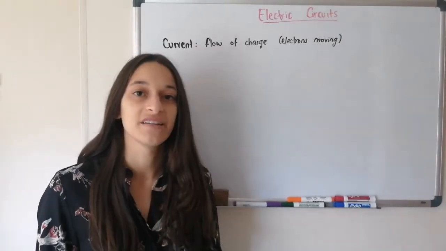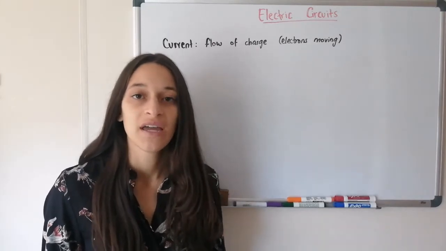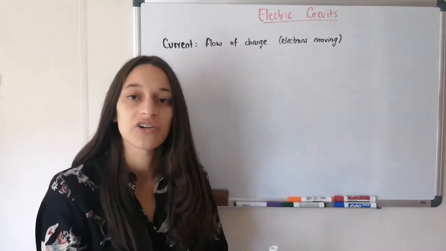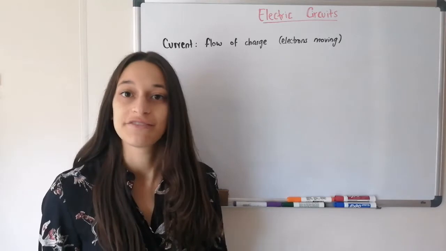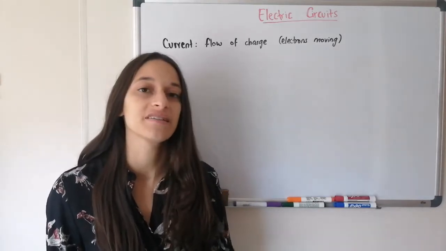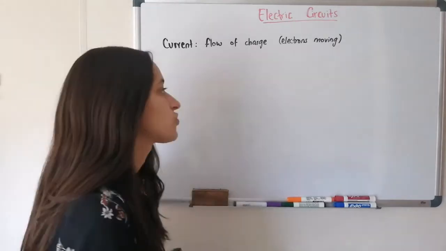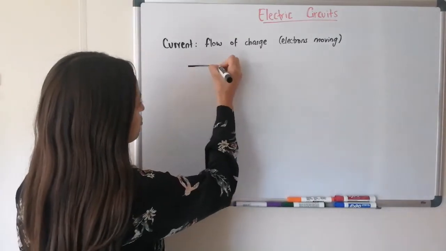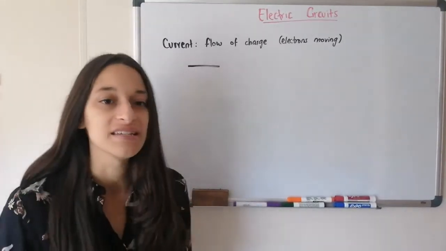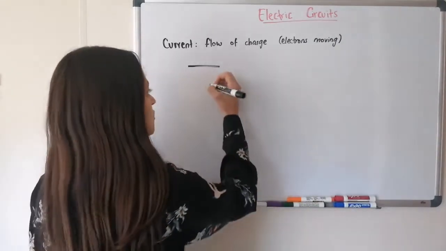So you might have seen that circuits are drawn as lines that are connected to each other and that have different symbols that represent different things. So today I'm going to tell you what each symbol represents. So when you have a straight line that has nothing else in it, it's a cable. So this is a cable.